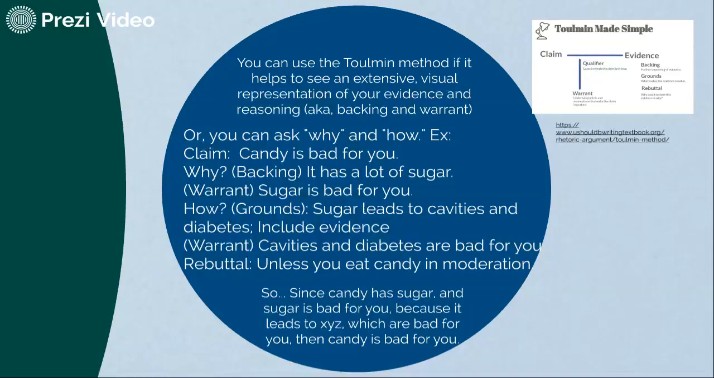Now, I might get a rebuttal, or I might anticipate a rebuttal that says candy isn't bad for you unless you eat a lot of it. So my rebuttal would be: unless you eat candy in moderation. So since candy has sugar, and sugar is bad for you because it leads to these things that I've backed up using my sources, which are also bad for you, then I can reasonably conclude that candy is bad for you.